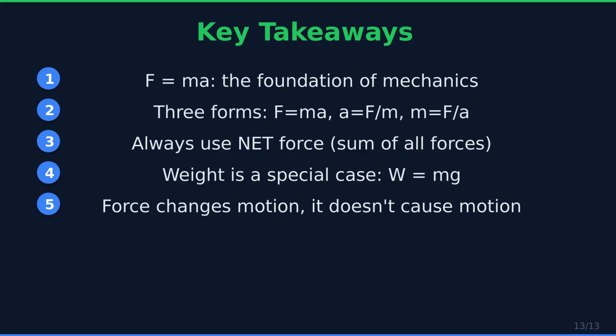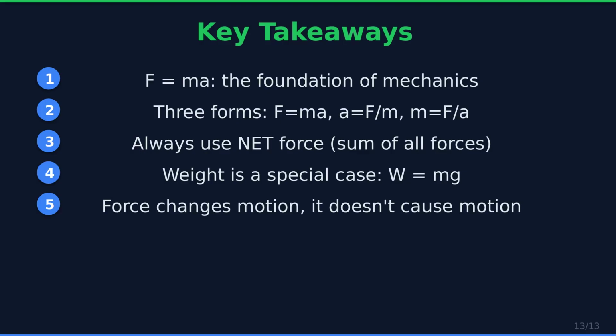Let's start simple. A 2-kilogram ball has 10 newtons of force applied to it. What's the acceleration? Step 1. Identify your knowns. Force is 10 newtons. Mass is 2 kilograms. Step 2. Choose the right form of the equation. We want acceleration, so it equals F divided by m. Step 3. Plug in the numbers. 10 divided by 2 equals 5 meters per second squared. The ball accelerates at 5 meters per second squared. Easy.